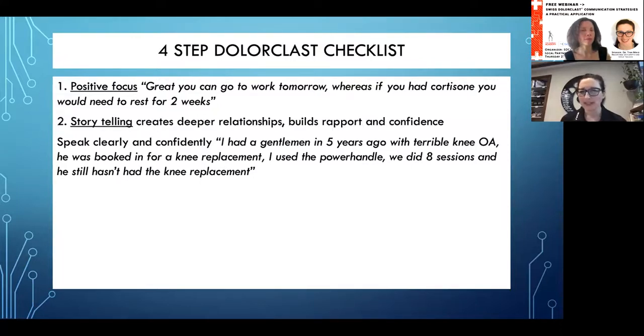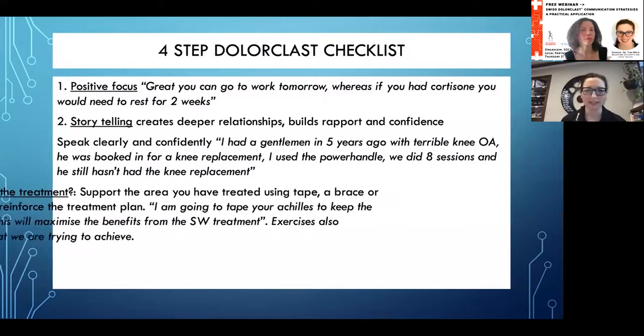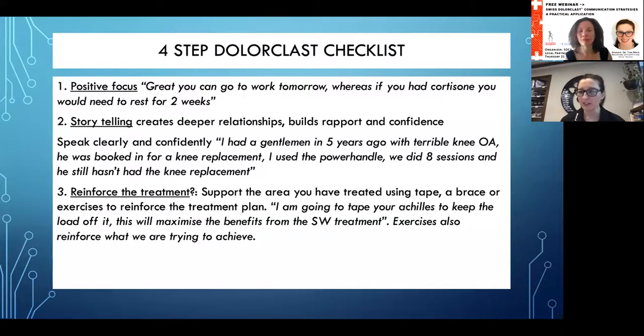Tell the story, connect, create deeper relationships, build that rapport, build the confidence, reinforce the treatment. So as I said, support the area you've treated using tape or a brace or exercises. And I tell them that's what I'm doing. I'm going to tape your Achilles to keep the load off it. This will maximize the benefits from the shockwave treatment. Exercises are also important. They're going to reinforce what we're trying to achieve.